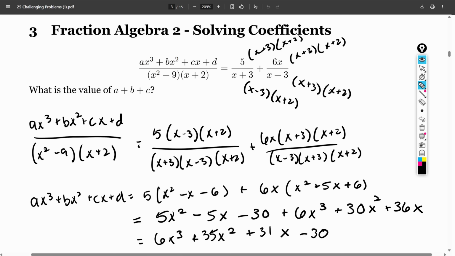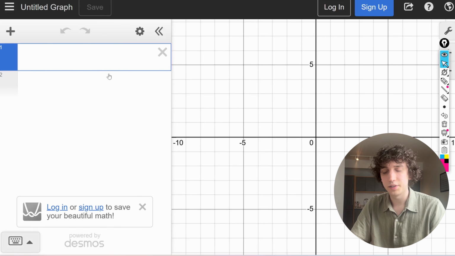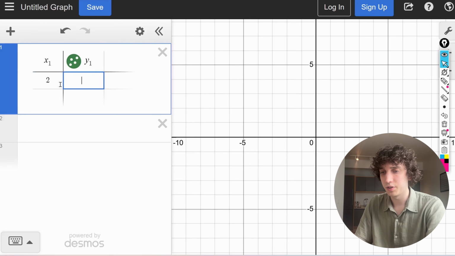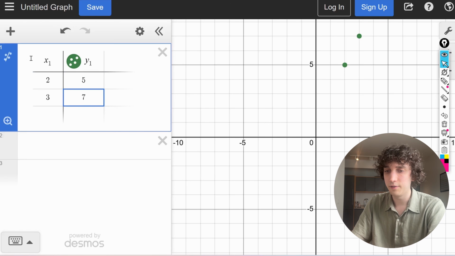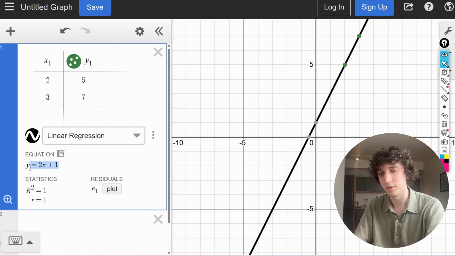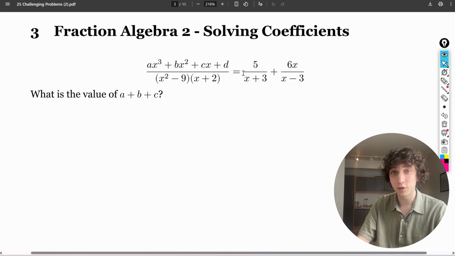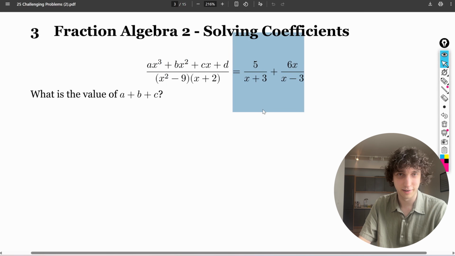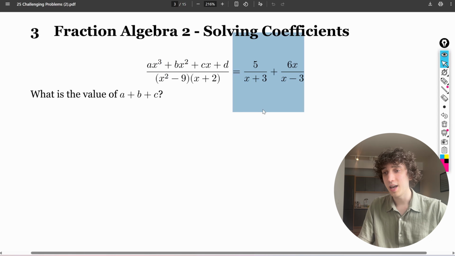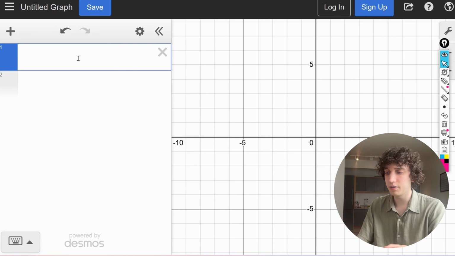It's not pretty, but the good news is that we can actually solve this using Desmos with a regression. So you might understand a regression as fitting a bunch of points to a line. Like imagine we have the points 2, 5, and 3, 7. If I run a regression on this, Desmos will tell me that the equation connecting these 2 points is 2x plus 1. But you can also, with Desmos, specify a function, like maybe this function right here on the right side, and Desmos will arbitrarily choose points on that function and then fit the coefficients a, b, c, and d to those points.